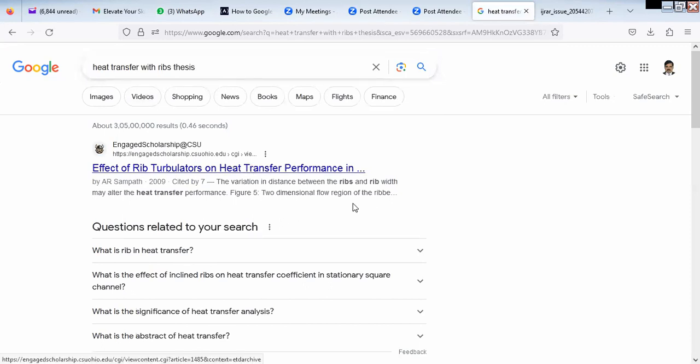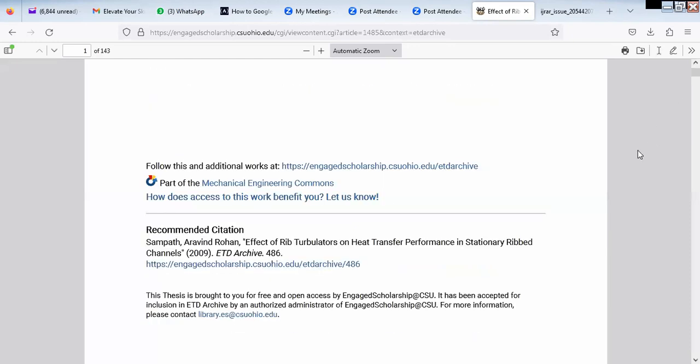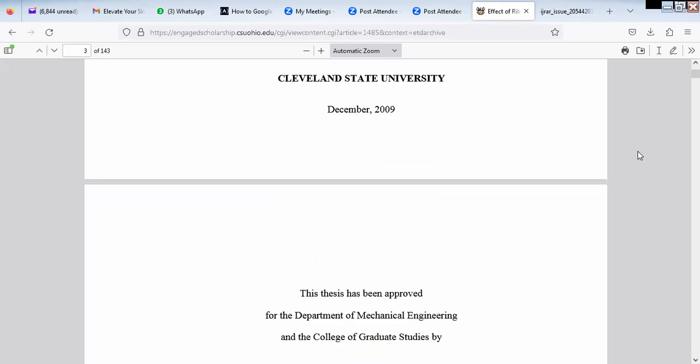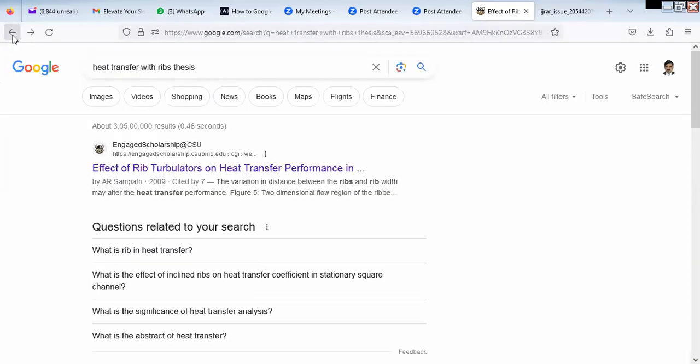You come here, you can see now the thesis. Yeah, that's correct. Please understand, thesis is very beneficial. It is from Anna University, Master of Science in Mechanical Engineering. So when the field is very old, you can get the thesis. But for a relatively new field like fine arts, you need to personally go to the library and take a Xerox.